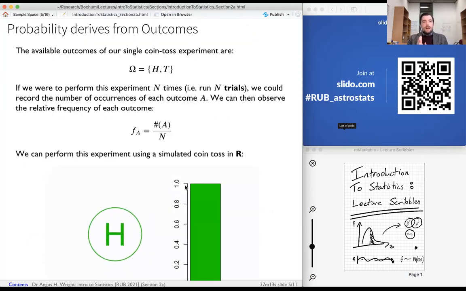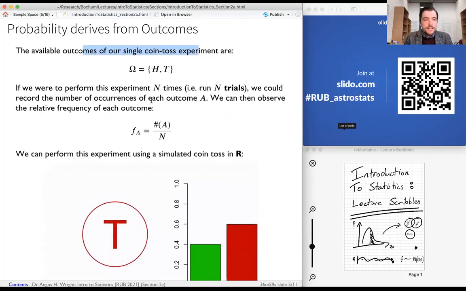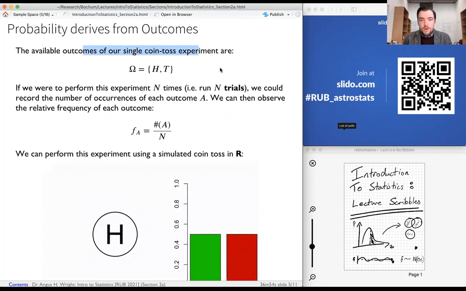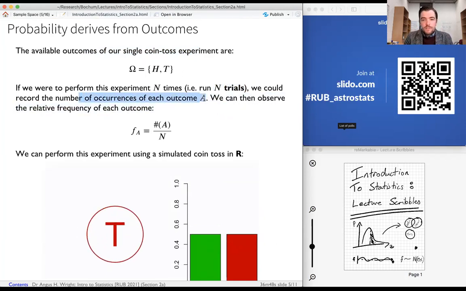So what we're going to do now is play a game of tossing a fair coin. From a single fair coin toss, there are 2 possible outcomes, head or tail. We've already seen this. And if we perform this experiment n times, what we call n trials of our experiment, we record the number of occurrences of each outcome A, where A is either a head or a tail.